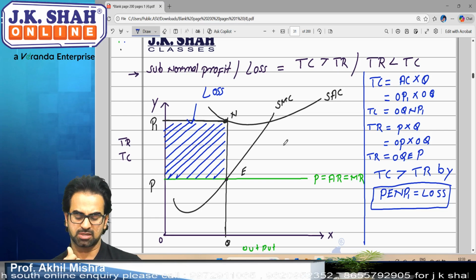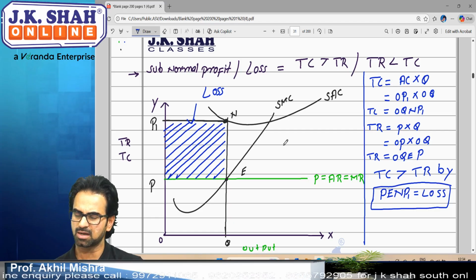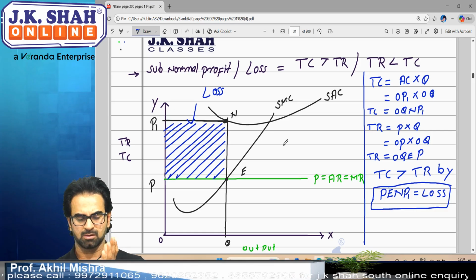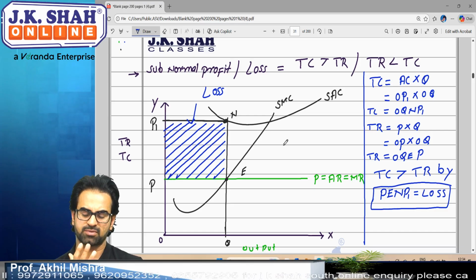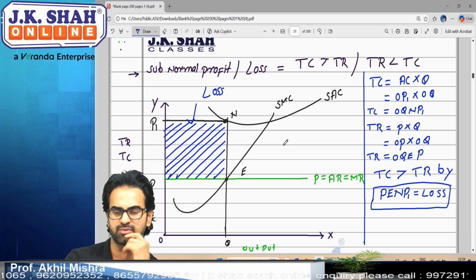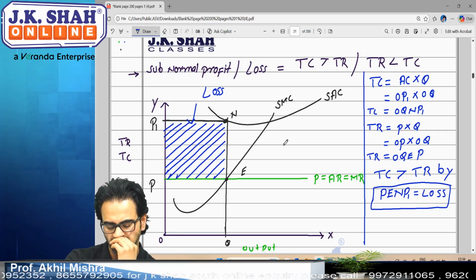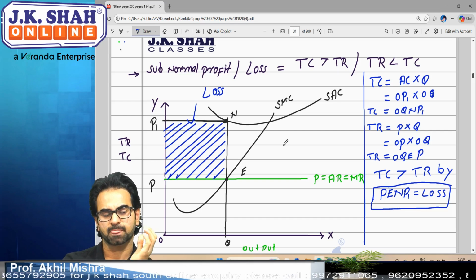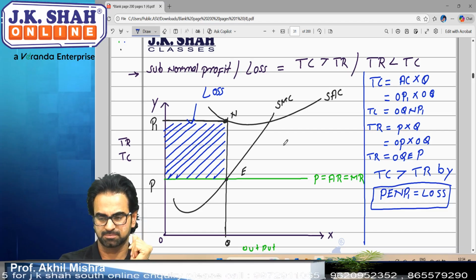Now one thing important I want to tell you: the demand curve in the PC market is parallel to the x-axis, where P is equal to AR is equal to MR is equal to demand. But here there is a little difference. What's the difference in the monopoly market? The monopolist is, of course, the only seller of the product in the market. Since it's a single seller, supply is intentionally low, demand is high, so the price is high.